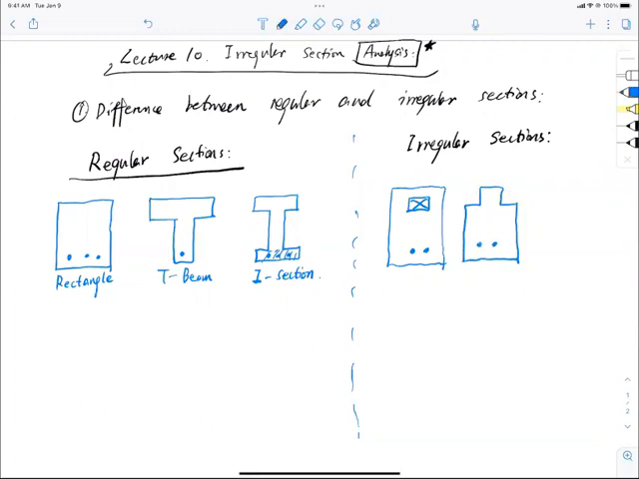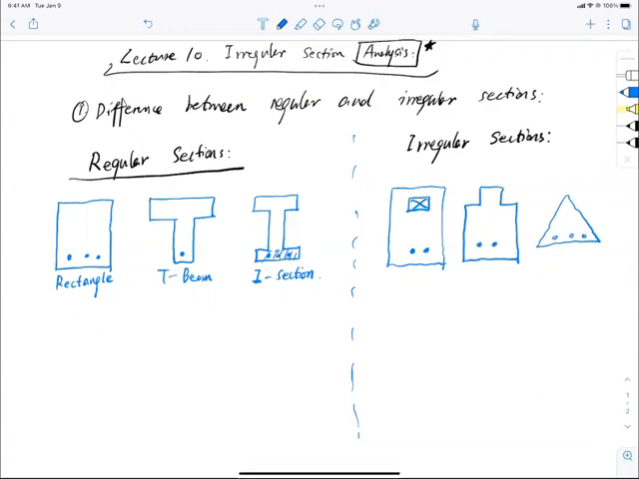And sometimes, if I go crazy, from an architecture point of view, I want to put in a beam that has a special geometry effect, and for example, I want to put in a triangular shape, right? So all these are irregular sections.